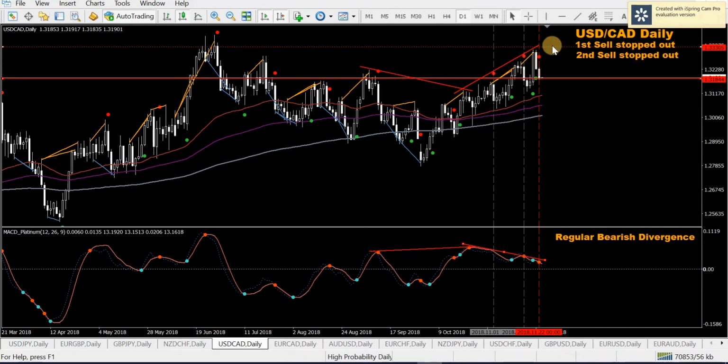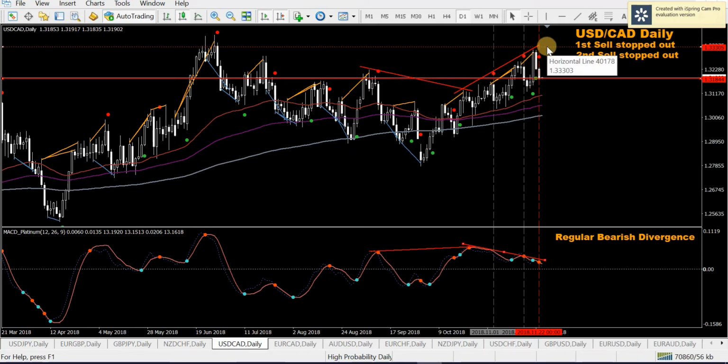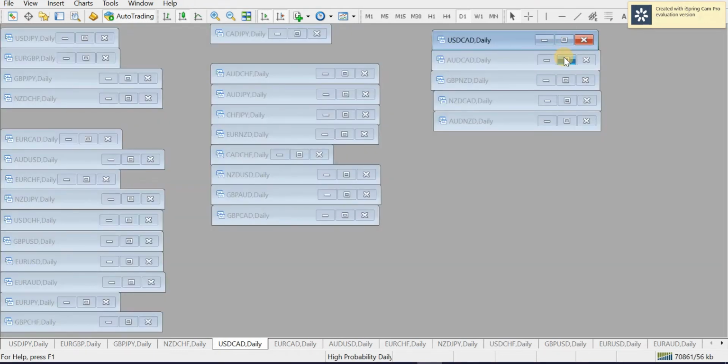As you can see, price is going up, MACD is going down. Regular bearish divergence. Normally, regular divergence means you're looking for a change in trend, so it's always a little bit higher risk, and this is. So I've taken a sell here at the intersection of these two red lines. Stop placed at the red dotted line there. That's USD CAD, new sell trade.